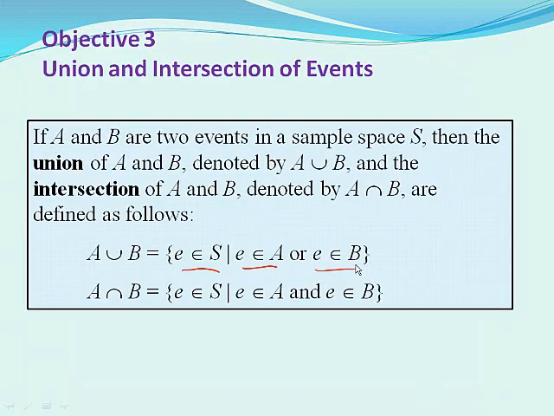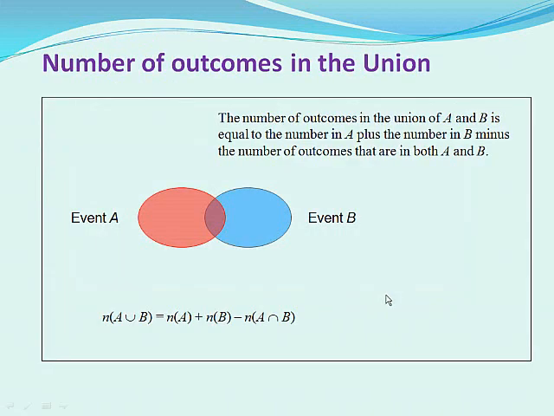Union and intersection of events. If A and B are 2 events in a sample space S, then the union of A and B and the intersection of A and B are their set unions and set intersections. For example, A union B is the event consisting of outcomes that lie in A or in B. Just like that, the intersection of A and B is an event which consists of outcomes that lie in both A and B.